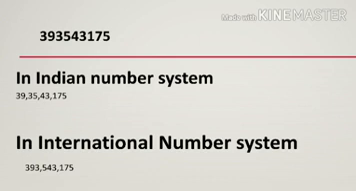Let's check with the international system. As I told you, from the right you have to put a comma after 3 digits, followed by 3 digits, then again 3 digits. Okay, I have put the commas there. Then how will you read this number? The number is 393,543,175. That is the only difference between the Indian system and the international number system. Hope you all understood this.